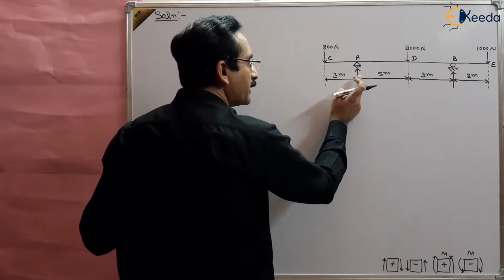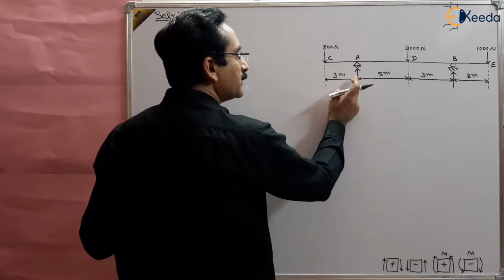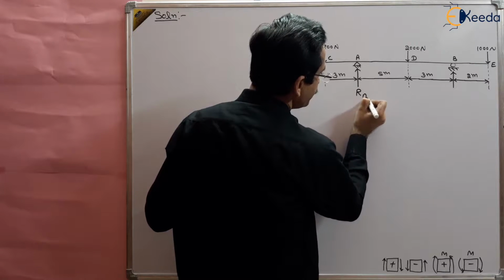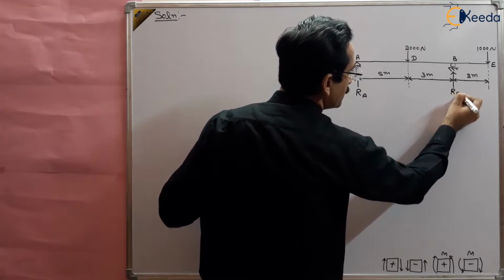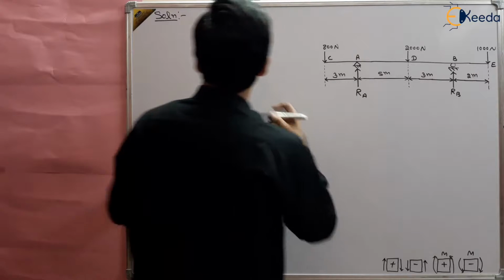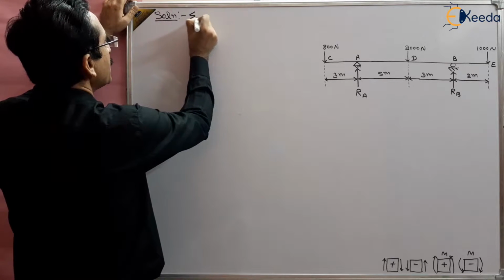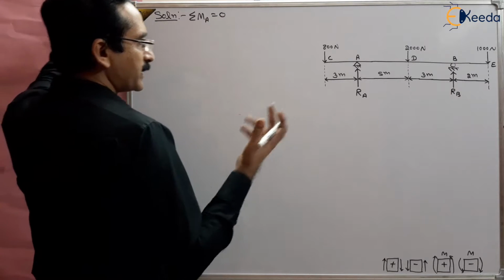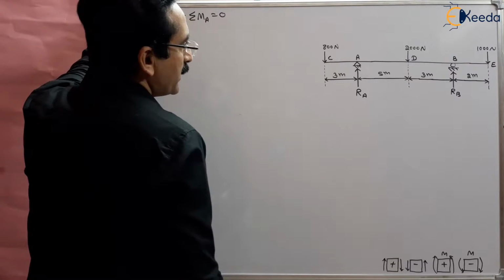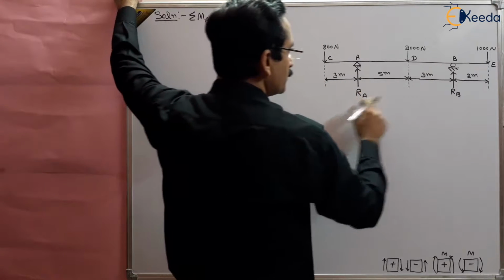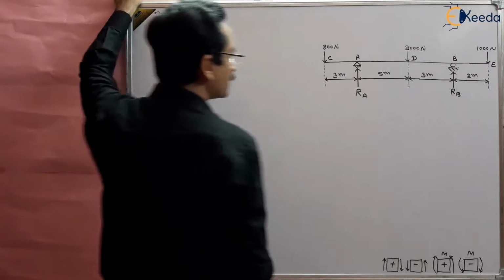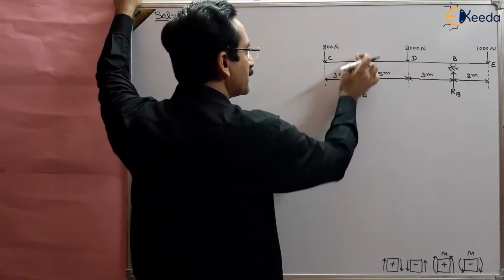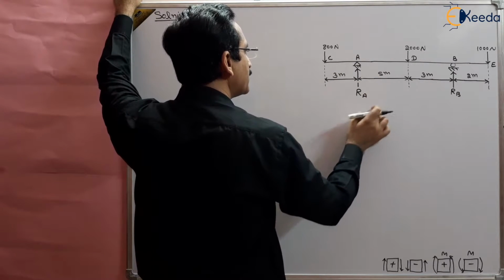Take the moment about A. The moment of all the forces about A should be equal to 0. So this is RA and this is RB. Find out the moment about A, right? So this is sigma MA and that should be equal to 0 because the body is in static equilibrium. How many forces are there? 1, 2, 3, 4, 5. Five forces are there. Moment of all five forces. The moment of RA will be 0 because it is passing through A only.